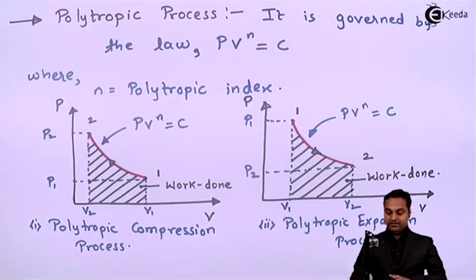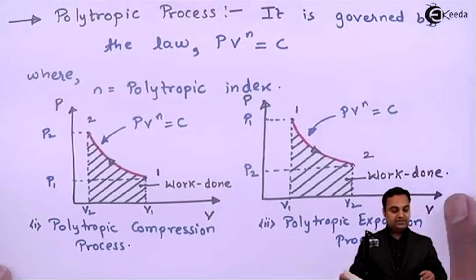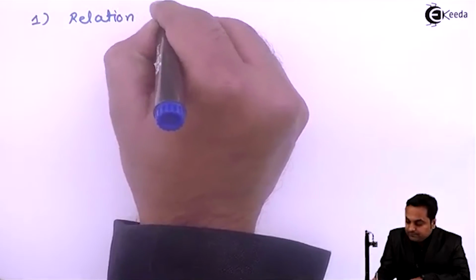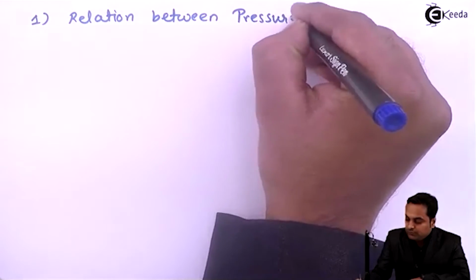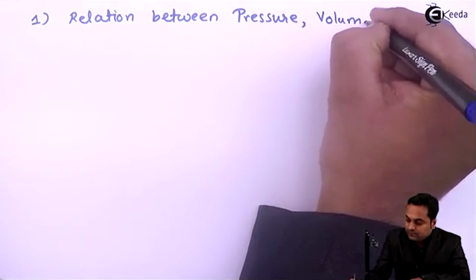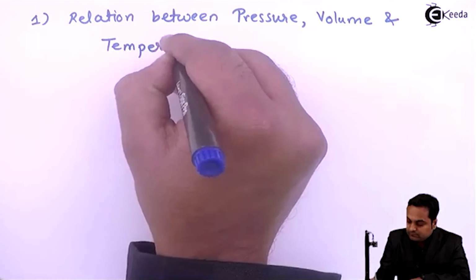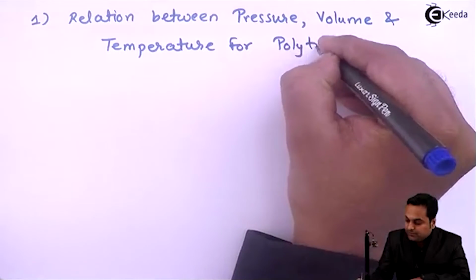Now, after understanding the compression and expansion process in case of polytropic process, the next step would be to derive a relation. That is, I'll write the relation between pressure, volume and temperature for polytropic process.